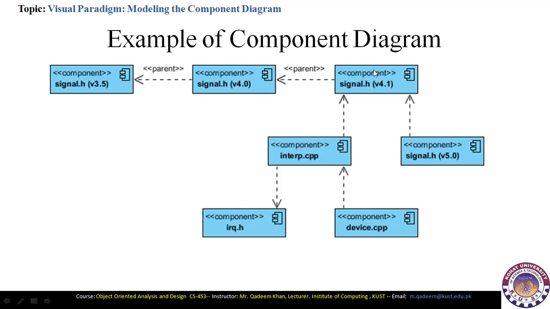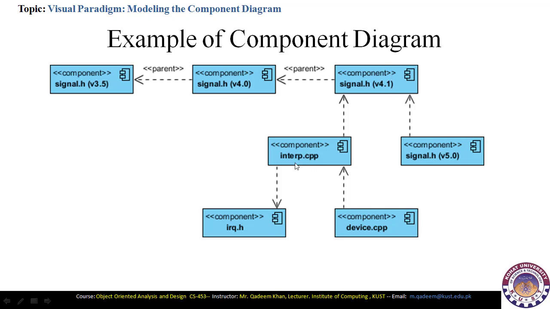Now this is another component which is calling another file, signal.h version 4.1, and this header file is called in interrupt.cpp and signal.h version 5.0. So this file is combinedly used here. Now you can see that there is another stereotype of the parent. That means that this is the child of this component and this component is the child of this component, while this is the super parent. Now this component is in fact only using this component signal.h.